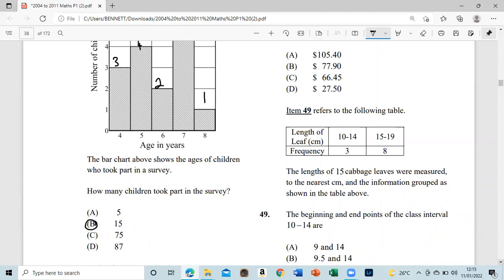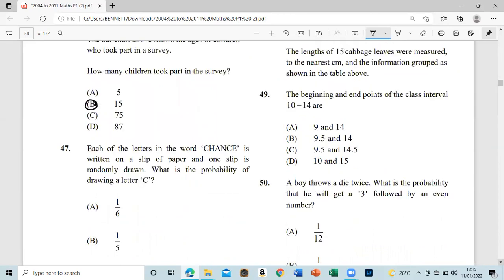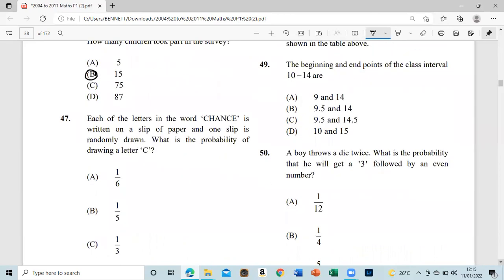Alright, so let's go. Each of the letters in the word chance is written on a slip of paper and one slip is randomly drawn. What is the probability of choosing a C? First, we have to count how many letters in all. 1, 2, 3, 4, 5, 6. And then how many C's? So that's 1, 2. So you can draw either of these. I break down that, it's 1/3.